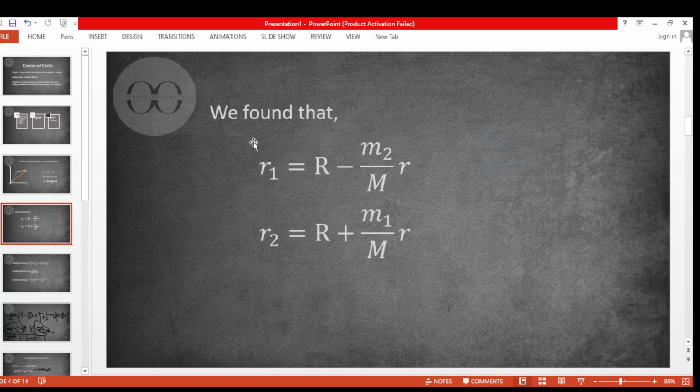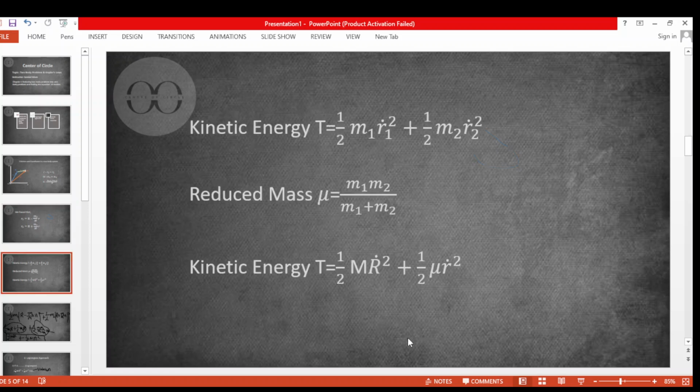These are some important relations because we substituted them into the next kinetic energy equation, which was half m1 r1 dot square plus half m2 r2 dot square, and we substituted the values of r1 and r2 here and took the time derivative.